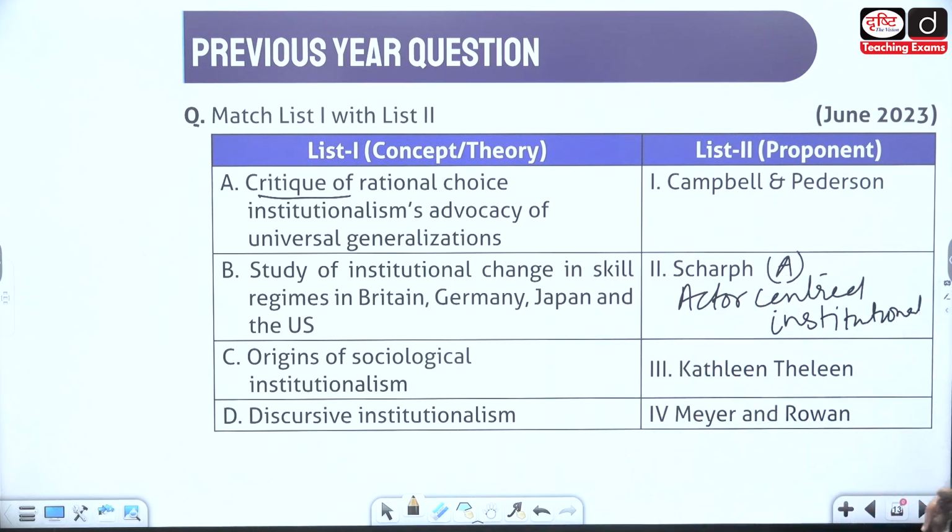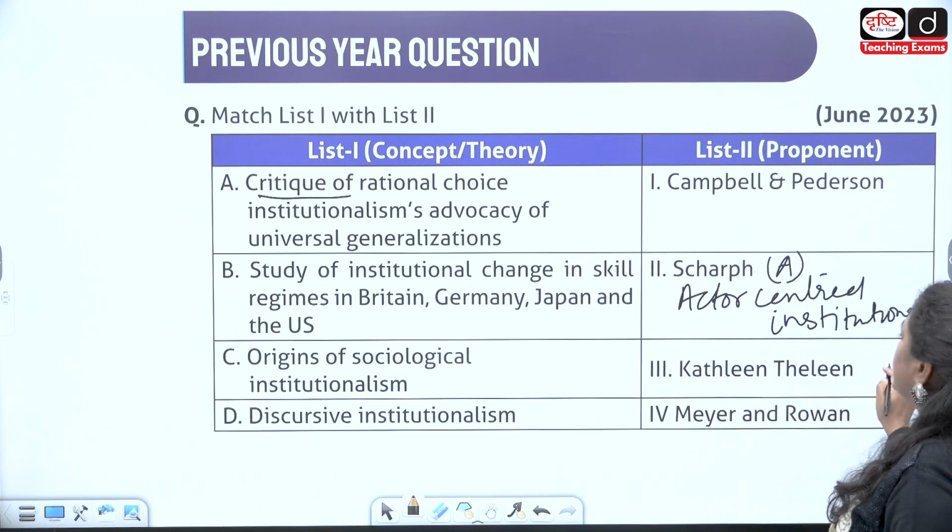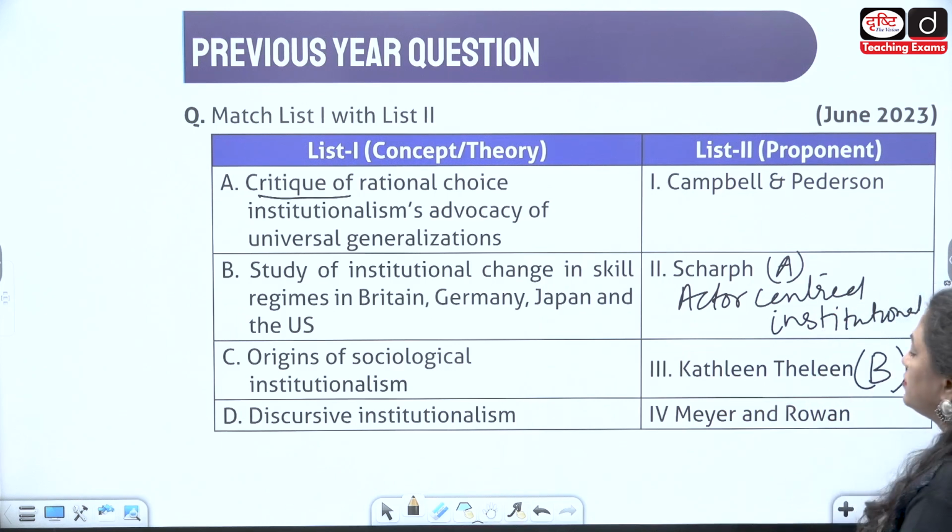Then we have the second one, study of institutional change in skill regimes in Britain, Germany, Japan and the United States of America. So this is with reference to Kathleen Thelen. Okay, so B is here with the 3.